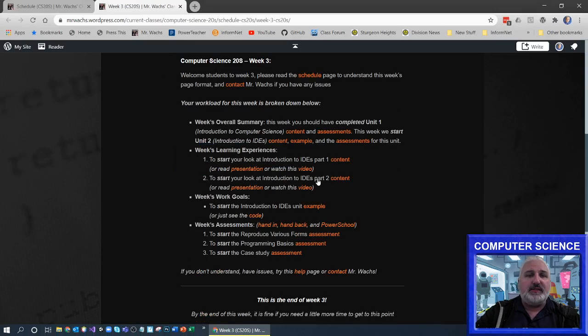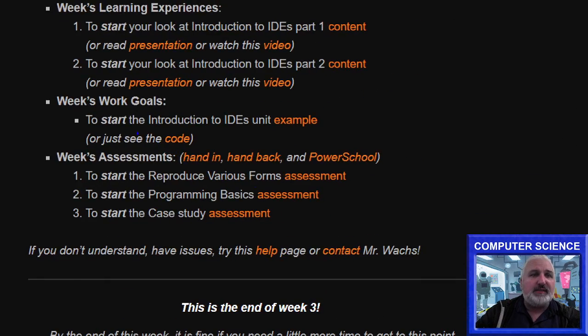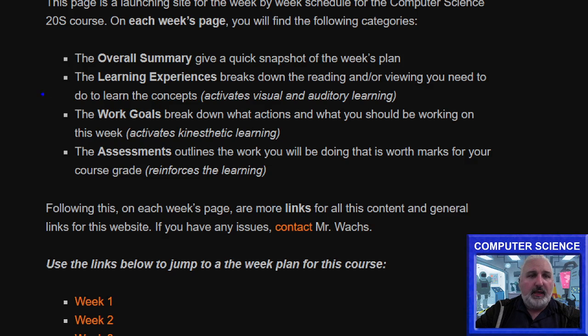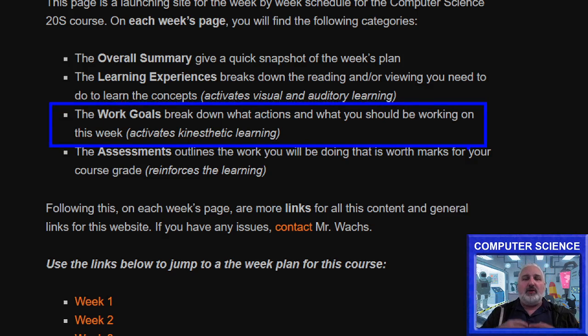The next thing you'll see on the page is the week's work goals. Okay, this will also be a list, not necessarily in order, but a list of things to work on that week. So the way I describe the work goals is those are actions that you should be doing. So this is something that you should be actually physically doing, like working on a programming problem, completing an assignment, doing something like that. So this activates kinesthetic or like sort of action-based learning. This also includes examples you should be working on.